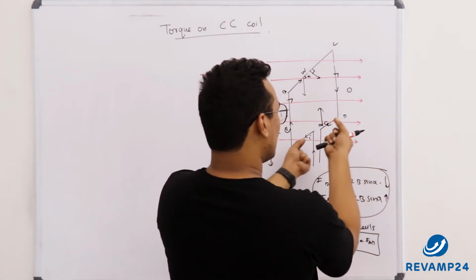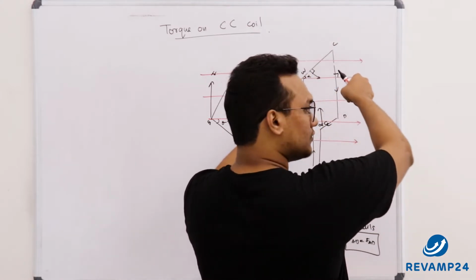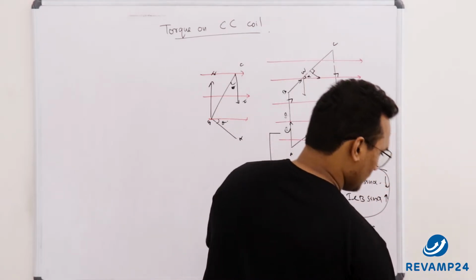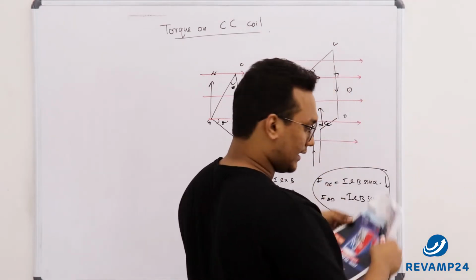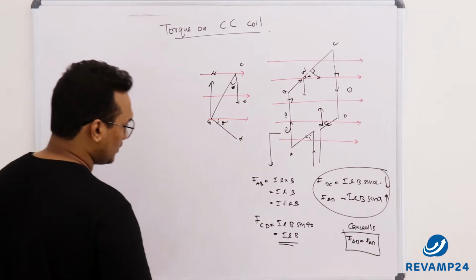What will happen? This will rotate. See, one pushes with 5 Newton, one pulls with 5 Newton. What will happen? The whole thing will rotate. See, this will rotate in this way. Clear?